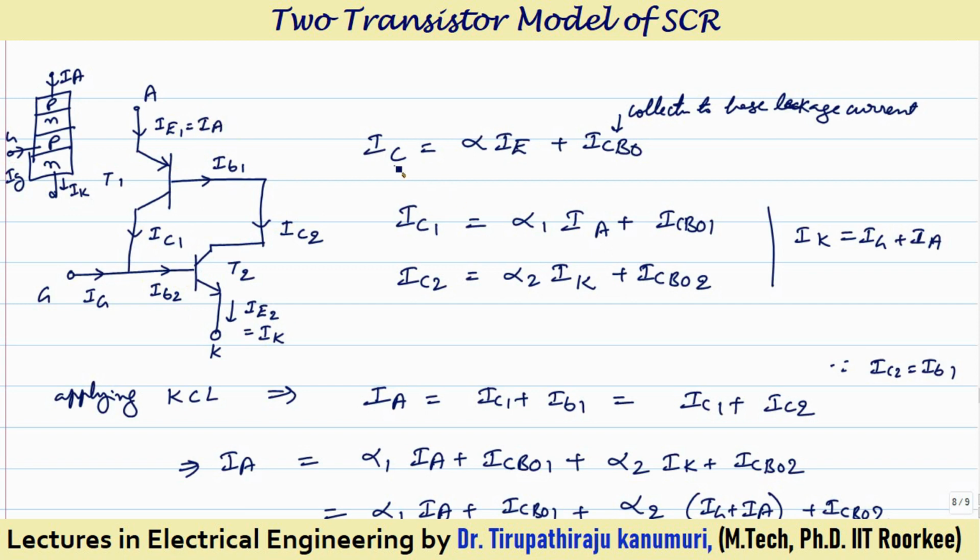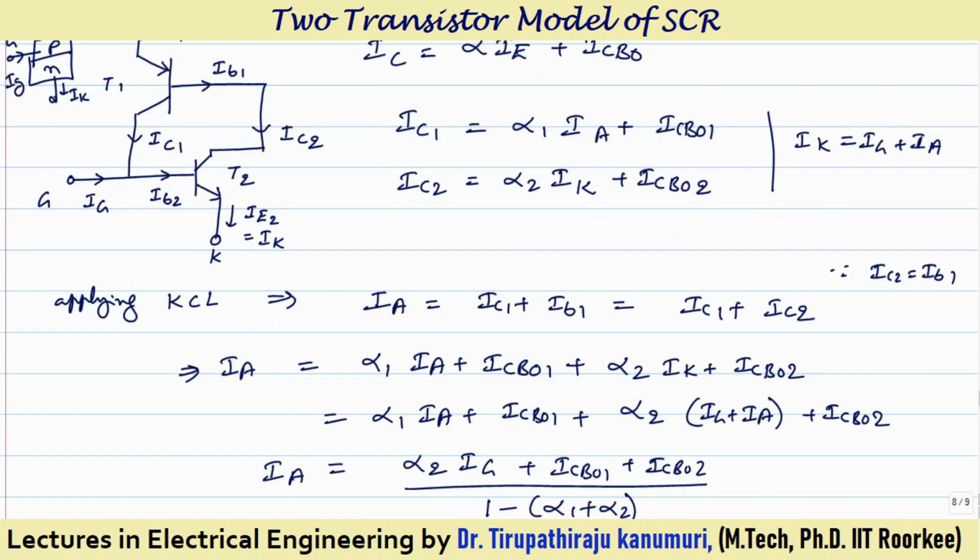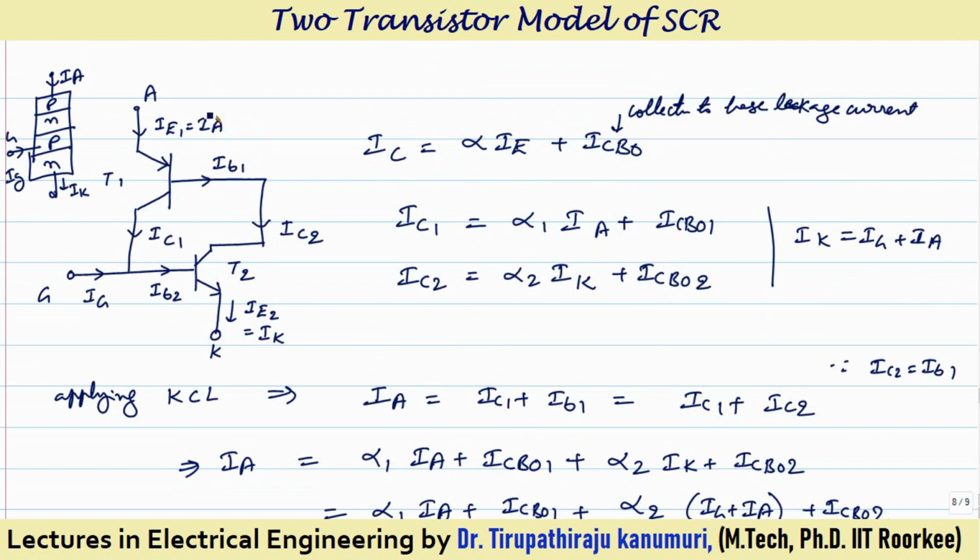So now I can represent the value of IC as alpha times IE plus ICBO. I have already told this: this is the collector to base leakage current and alpha is the current gain. So for the first transistor, IC1 is equal to alpha 1 times IA plus ICBO1, and similarly IC2 will be alpha 2 times IK plus ICBO2, and similarly we got the current IK equal to gate current plus the anode current. So those are the currents that are supplied externally. So now applying the KVL at this junction of the first transistor, we can tell this anode current is dividing into two currents IC1 and IB1, agree with me?